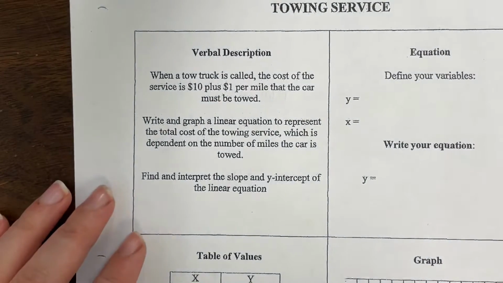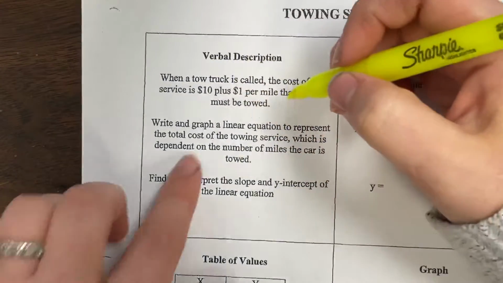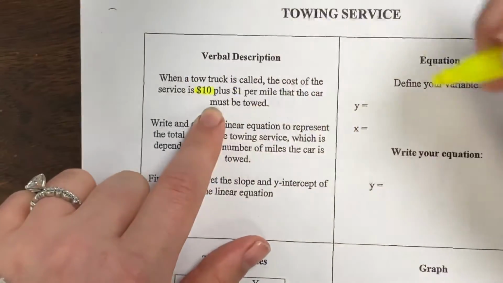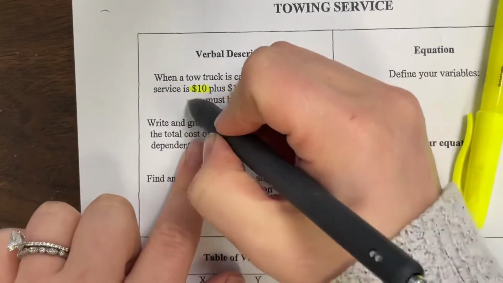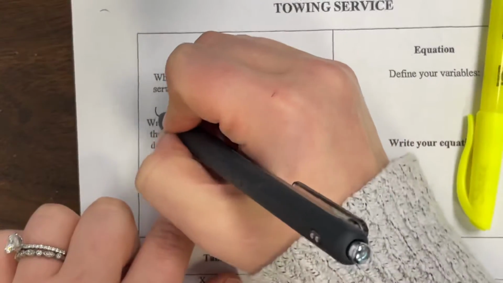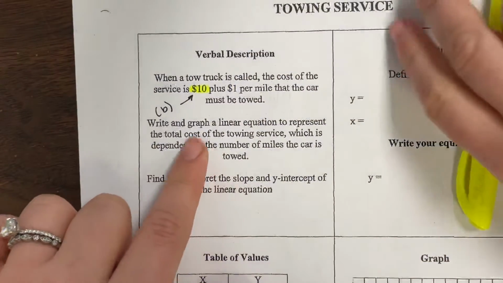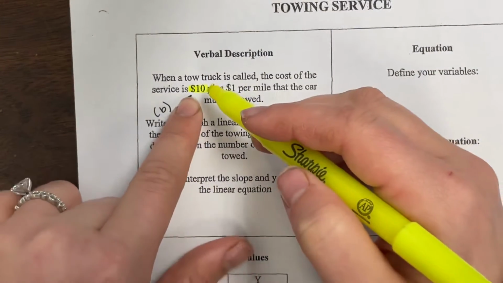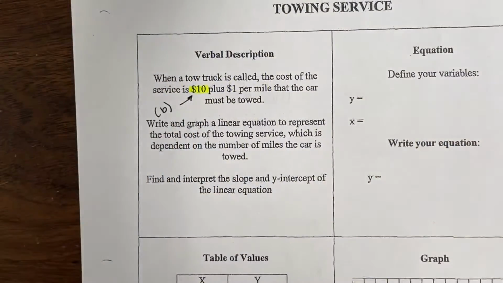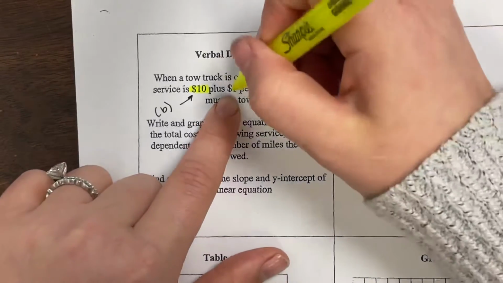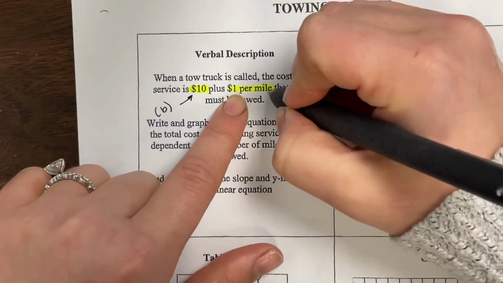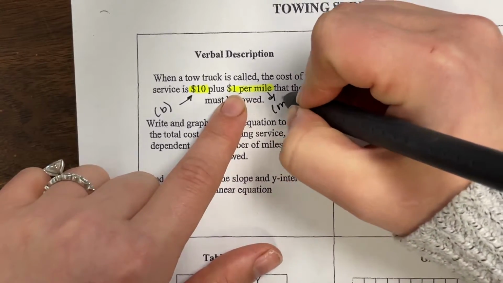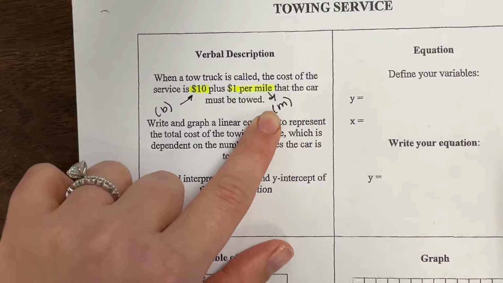All right, and to the back side, here we go. Here's our other story. When a tow truck is called, the cost per service is $10. So that is no matter how many miles they're driving, you will pay that $10 fee. So that is my b. It does not depend on how many miles I'm driving. I'm always going to pay that $10 extra fee. Plus $1 per mile. And there's that magic word per. Whenever I see that, I know it's my constant rate, which is our slope for m.